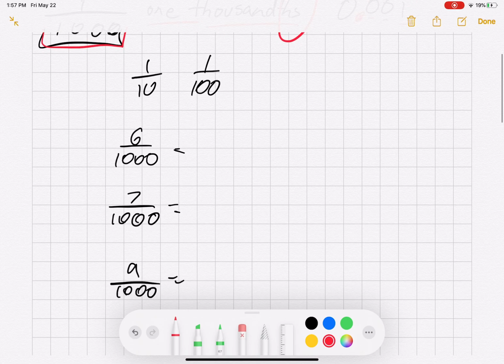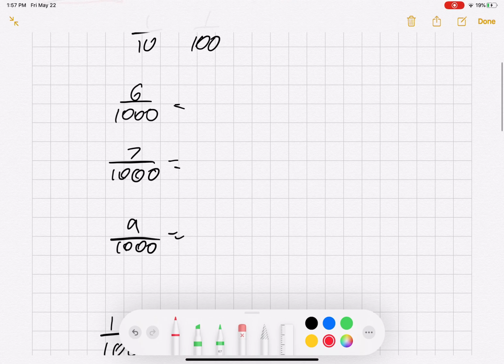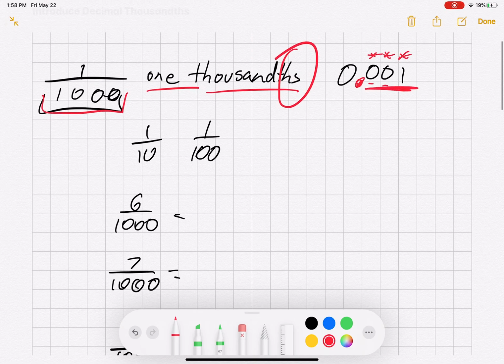If I'm looking at these numbers here and I want to write them as a decimal, I know that I'm going to go 3 places past. So I would have 0.006. This would be the 10th place. This would be the 100th place. This is the 1000th place.